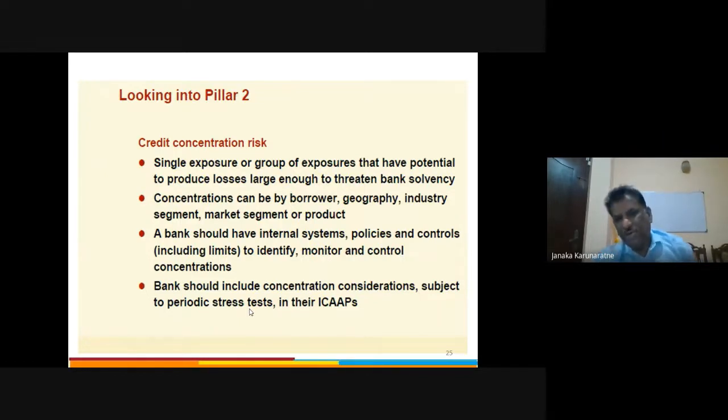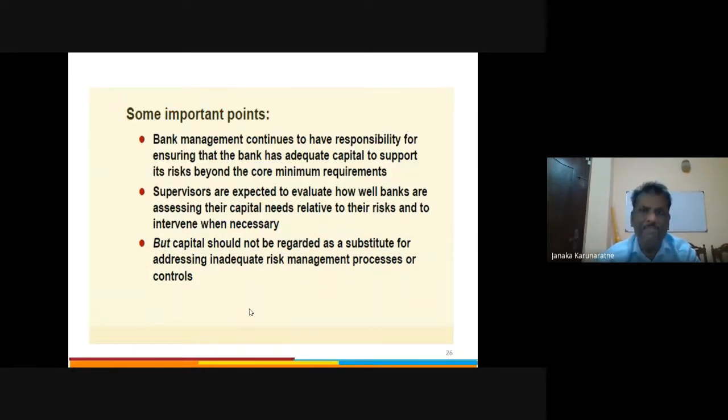So the bank should include concentration considerations, subject to periodic stress tests, in their ICAAPs. We will look at what ICAAP means. The bank management continues to have responsibility for ensuring that the bank has adequate capital to support its risk beyond the core minimum requirement. Pillar 1 sets the regulatory capital minimum, but management has a continuous responsibility to assess the risks beyond the core minimum requirement.